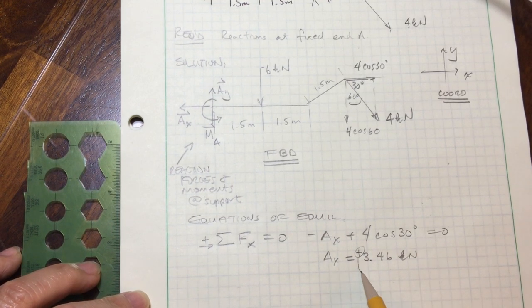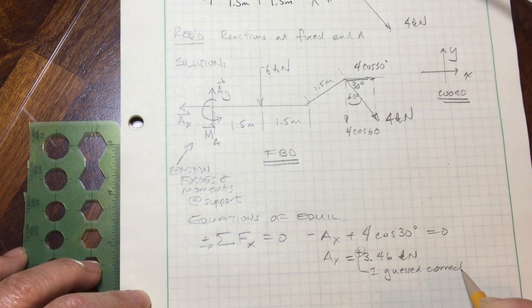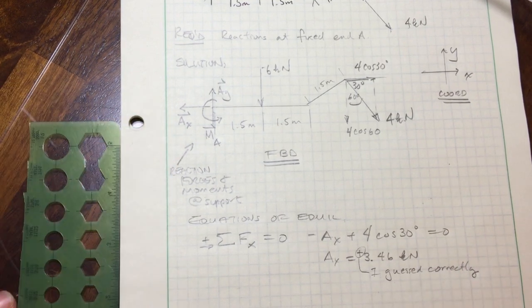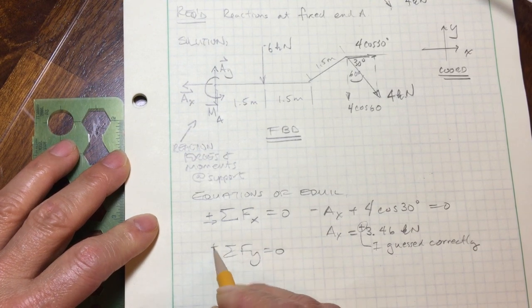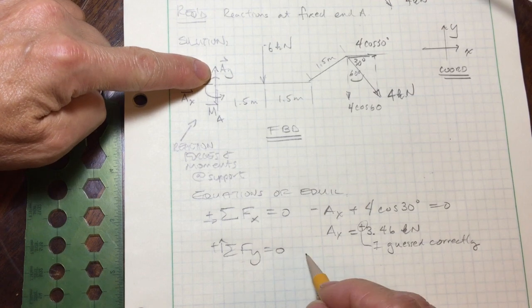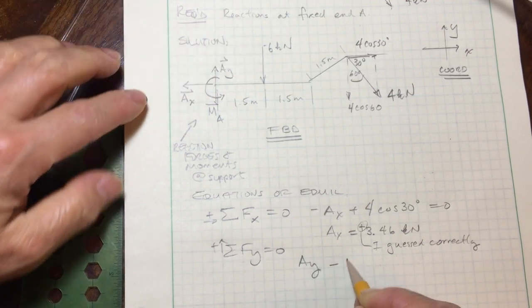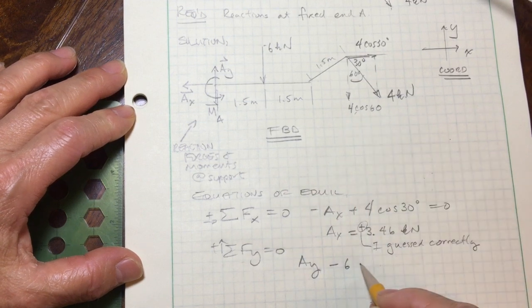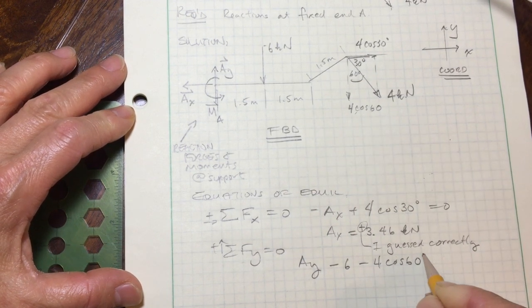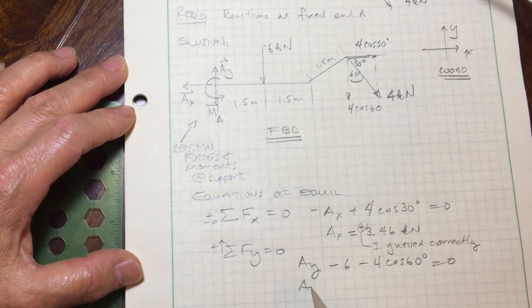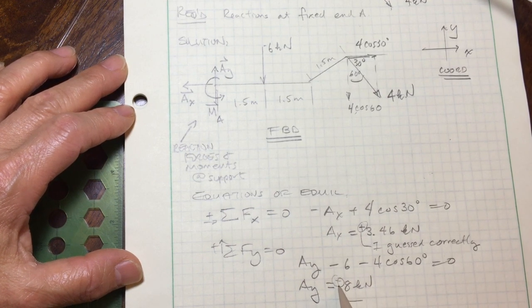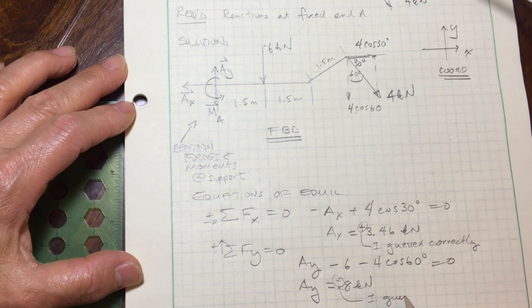What this positive means is that I guessed correctly in terms of the direction on my free body diagram. So next, the sum of the forces in the y. I'll have my positive Ay minus my 6 kilonewton force minus my 4 cos 60, and that'll equal 0, and I should get Ay is equal to 8 kilonewton. Now, it being positive, what that means is I guessed correctly.